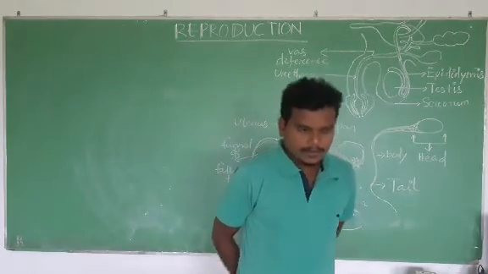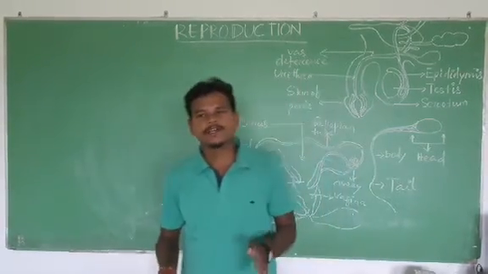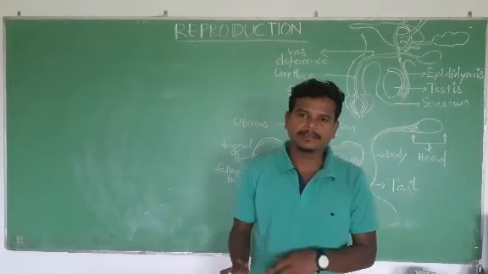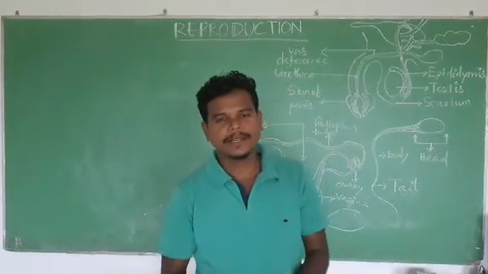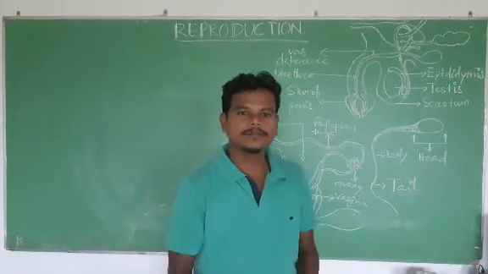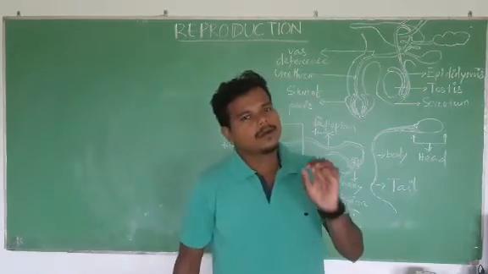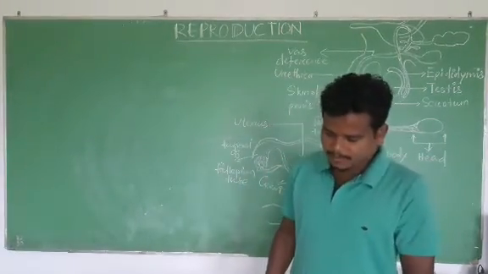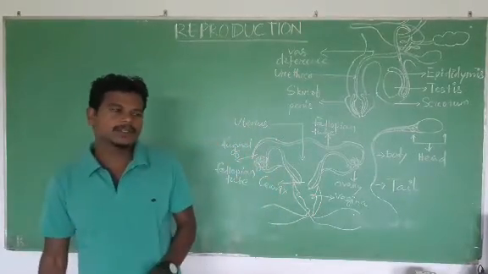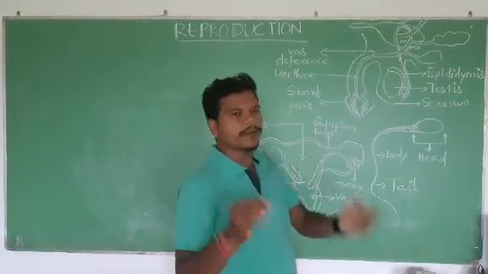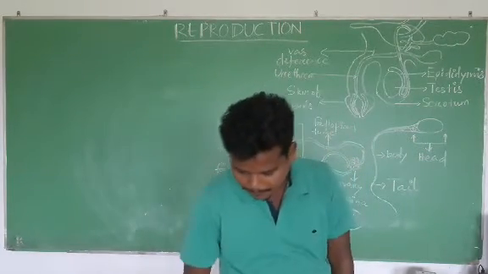Reproduction means the process by which living organisms, whether plants or animals, produce their copies of the same kind. That process is called reproduction. In this chapter we will discuss reproduction in animals, including mammals, and reproduction in human beings.